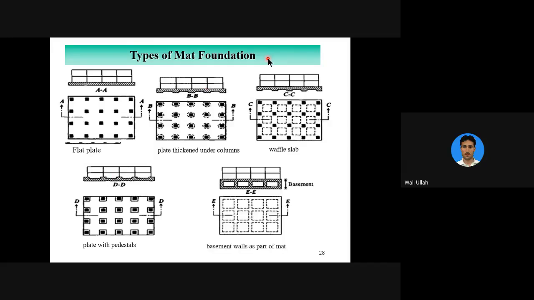The last type is this one, where you have a basement. These are concrete basement walls. This is below, and this is slab. All is RCC. The whole system, basement, is a kind of mat foundation that resists the foundation loads.